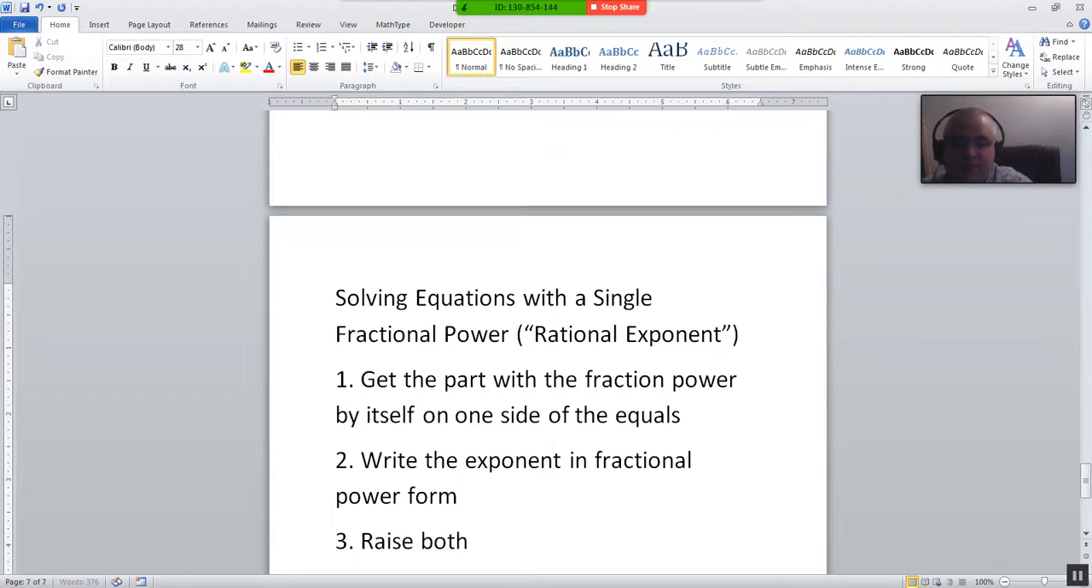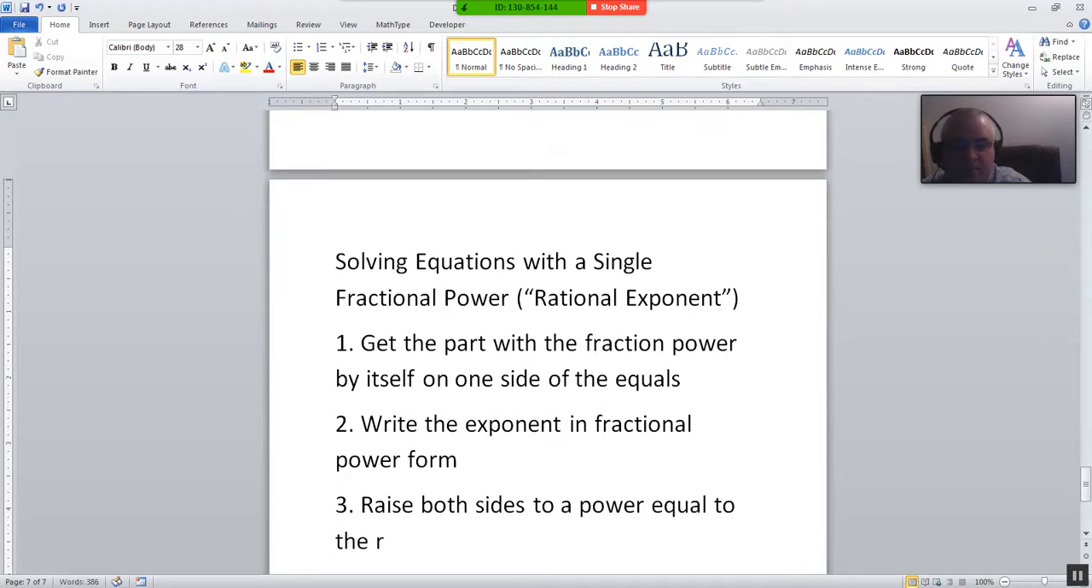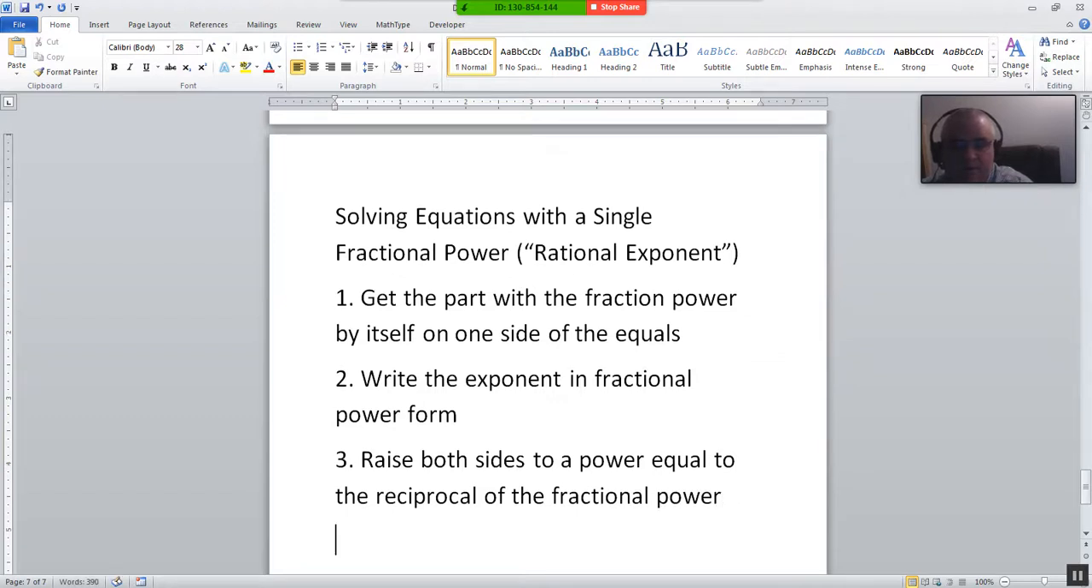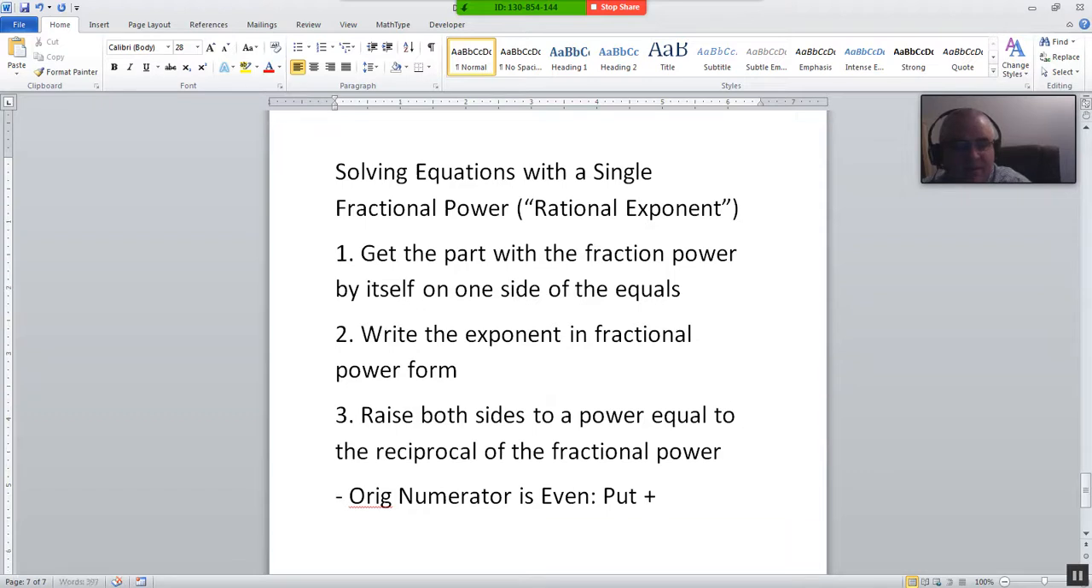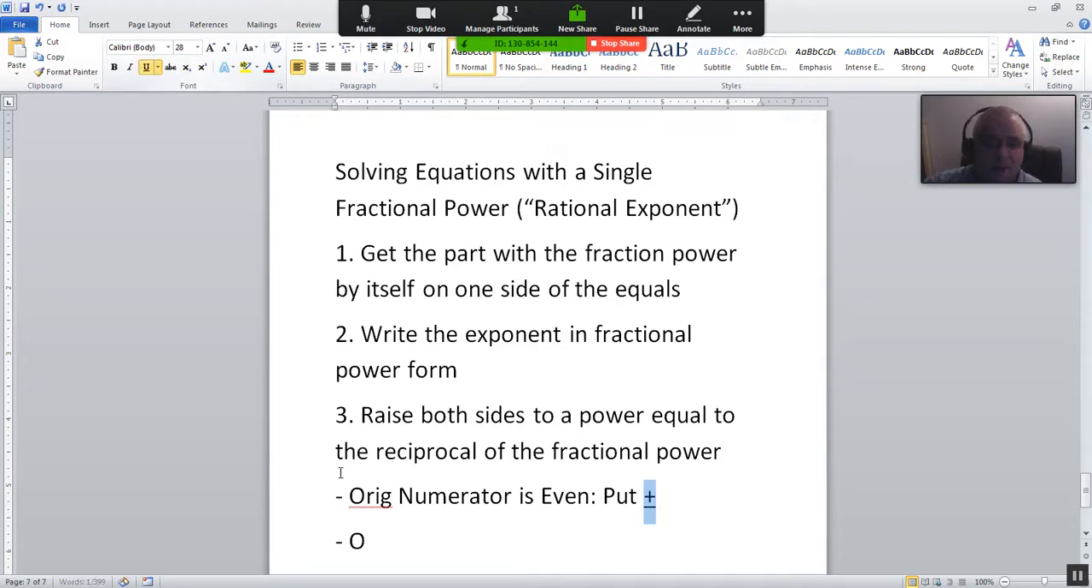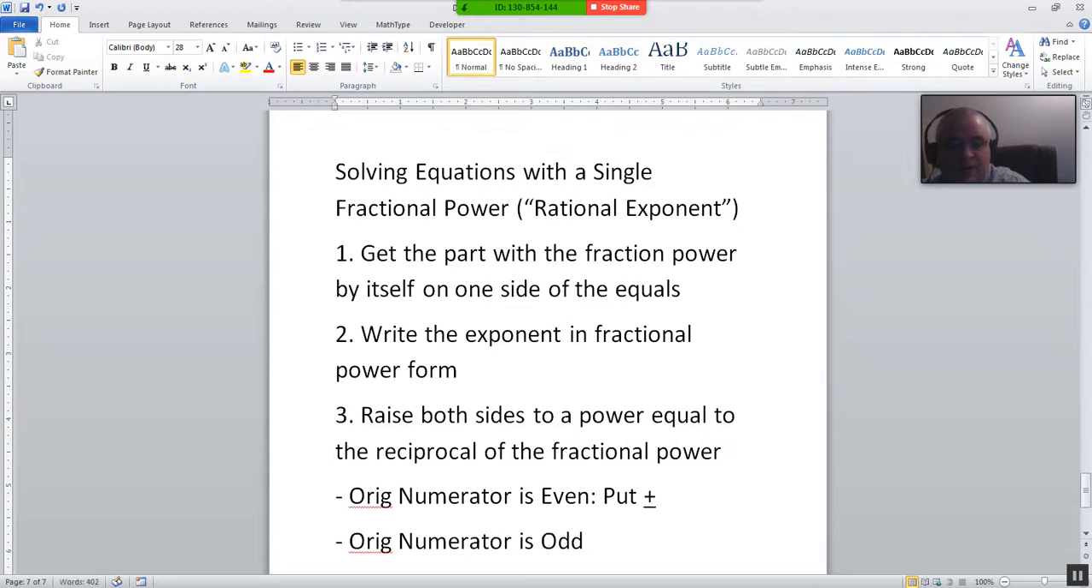Step 3. Raise both sides to a power equal to the reciprocal of the fractional power. Now, if our original numerator is even, we put a plus or minus. If the original numerator is odd, no plus or minus.